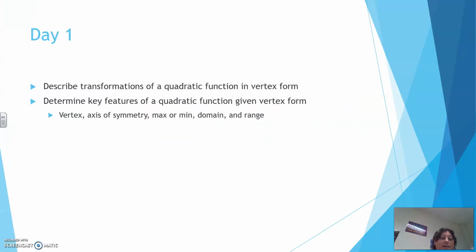The first day of this lesson, we are going to focus on describing transformations of a quadratic function in vertex form and determine the key features of a quadratic function given vertex form, including the vertex, axis of symmetry, max or min, domain, and range.